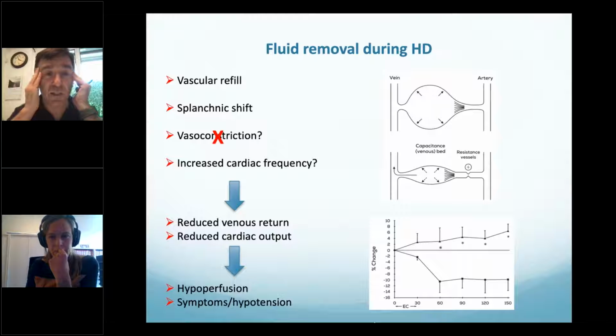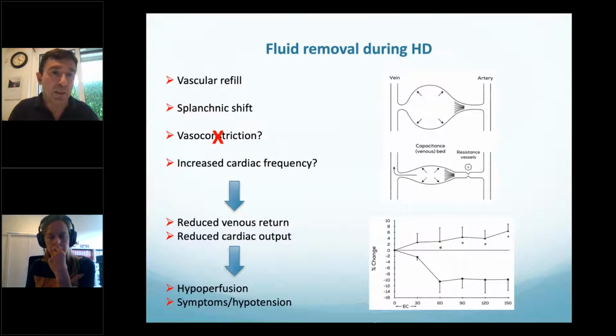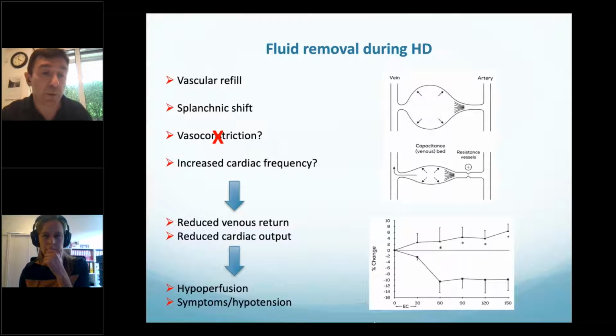Many people think that vasoconstriction is a good compensatory mechanism to avoid hypotension during dialysis. This is not the case because actually hemodialysis usually generates an increase in body temperature, which is associated with vasodilatation, not vasoconstriction. So there is nothing to do. If the ultrafiltration rate is too much, what we have is a reduction in blood volume, a reduced venous return to the heart, and a reduced cardiac output, which eventually can lead to organ hypoperfusion, symptoms, and hypotension.